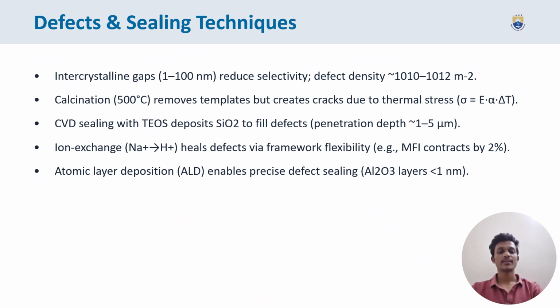Defects and sealing techniques. Intercrystalline gaps reduce selectivity. Defect density matters. Calcination removes templates but creates cracks due to the thermal stress.